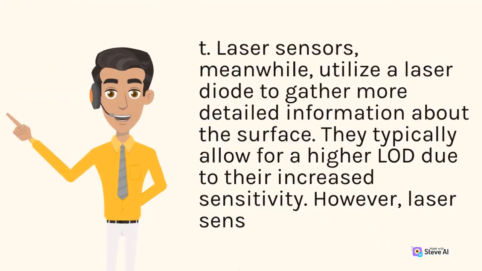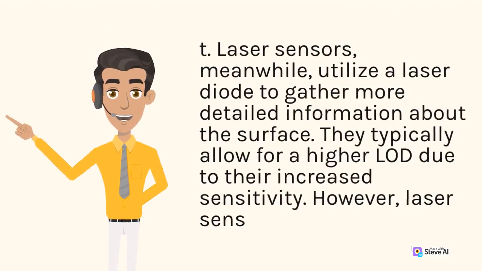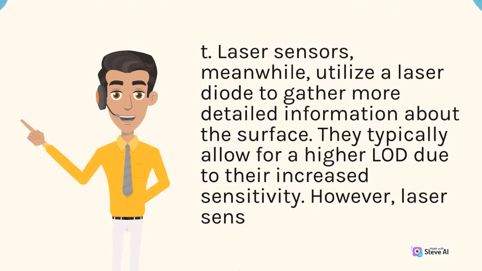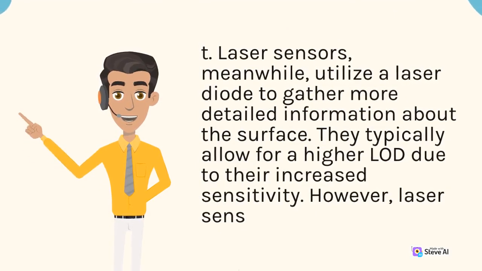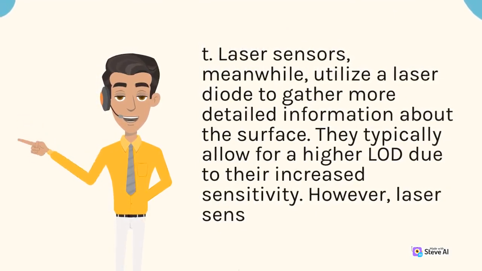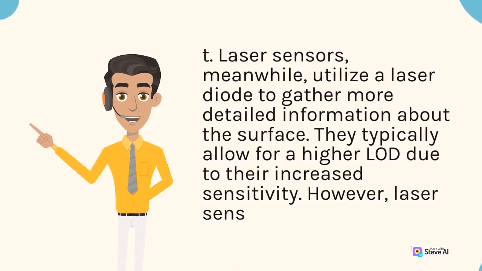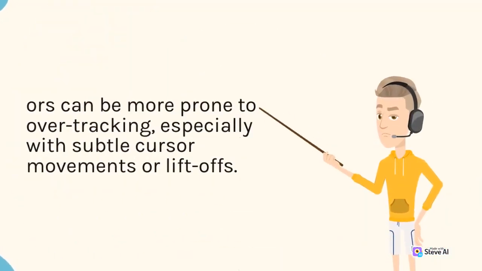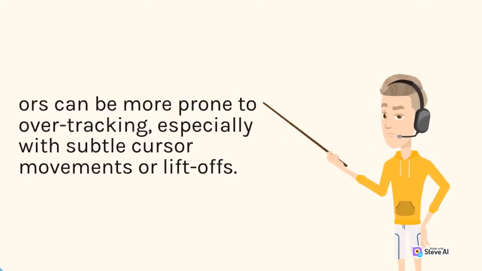Laser sensors, meanwhile, utilize a laser diode to gather more detailed information about the surface. They typically allow for a higher LOD due to their increased sensitivity. However, laser sensors can be more prone to over-tracking, especially with subtle cursor movements or liftoffs.